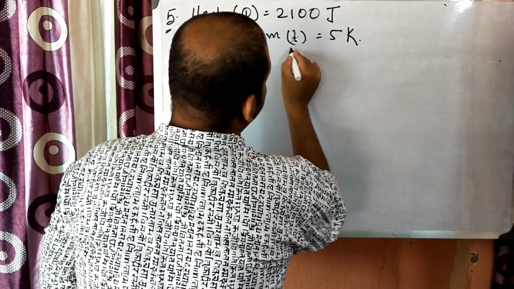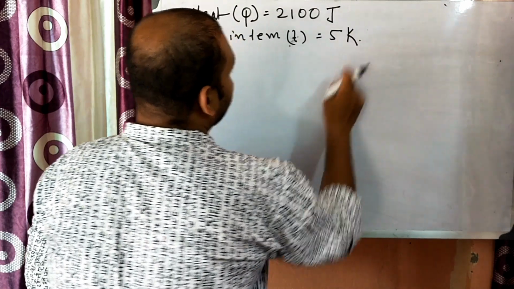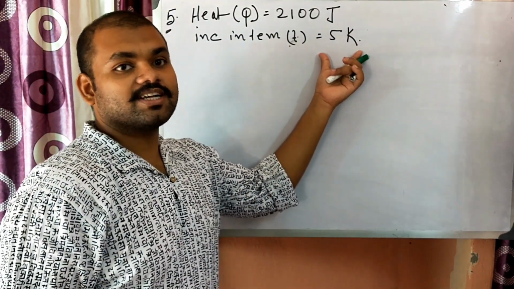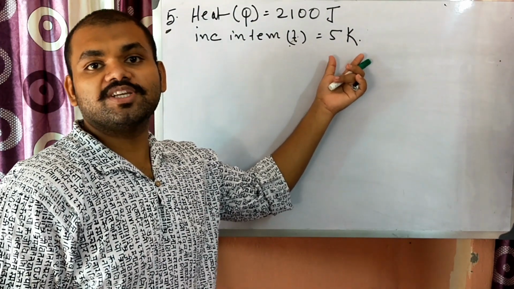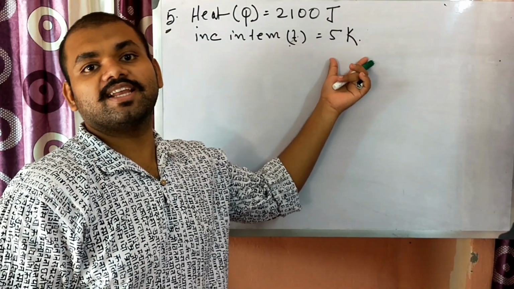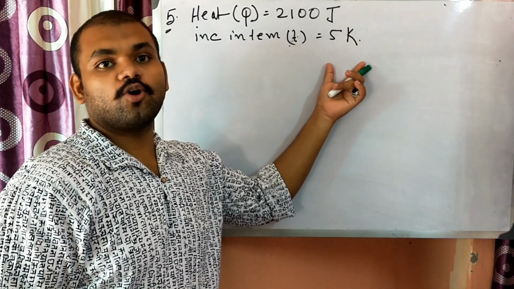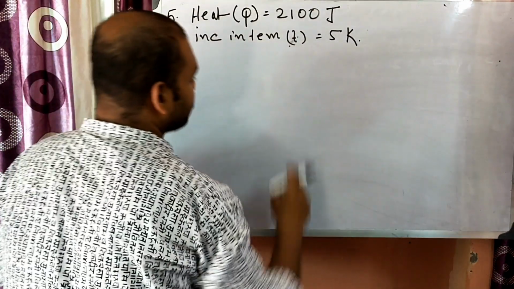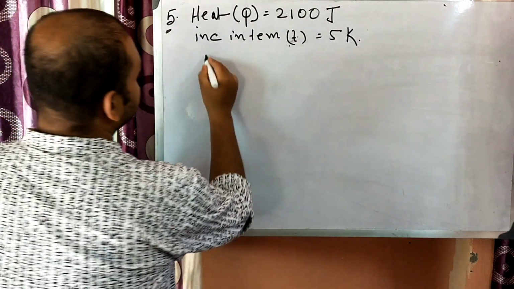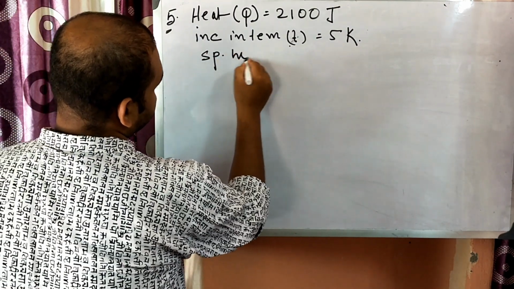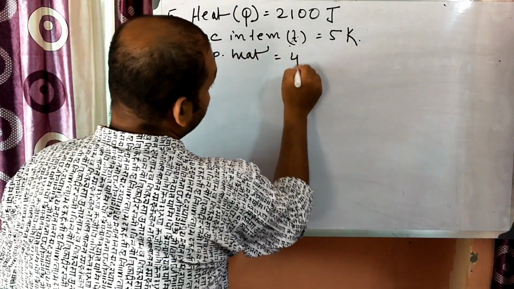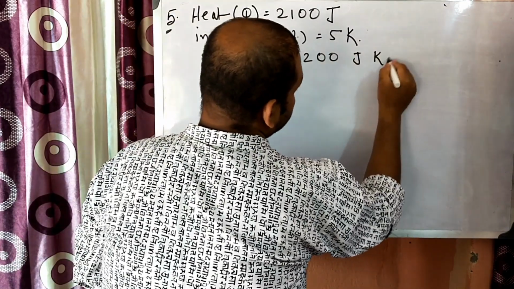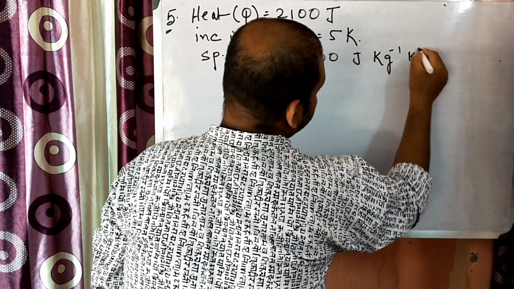Okay, now here T is 5 K, so no need of conversion, because increase in temperature in Celsius scale is equal to increase in temperature in Kelvin scale as well. So we need not convert. Okay, so increase in temperature 5 K. Next, specific heat 4200 joule kg to the power -1 Kelvin to the power -1.